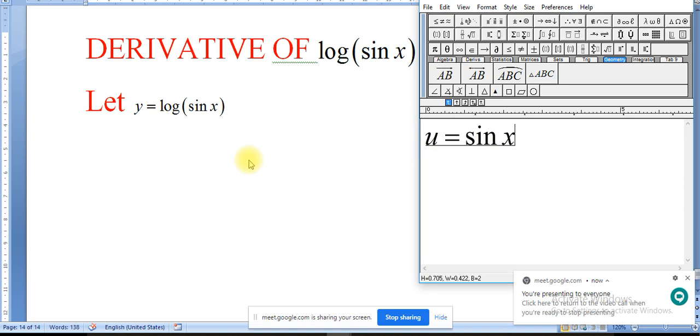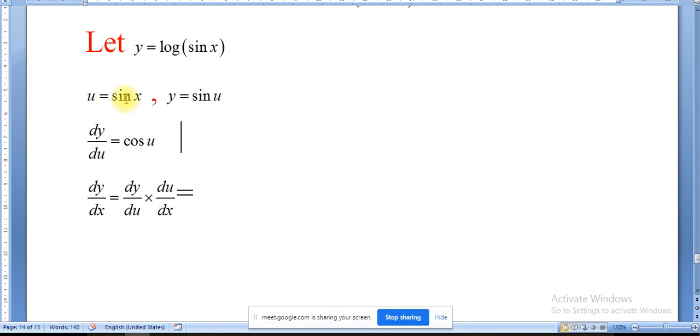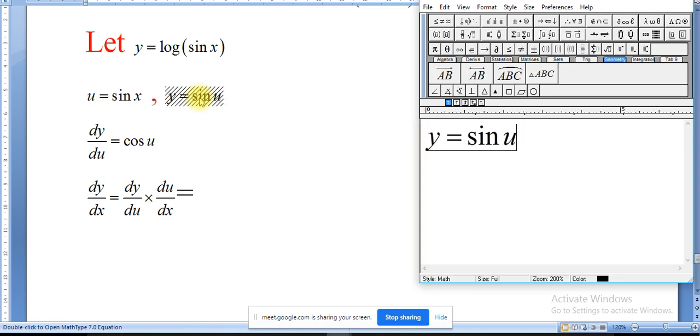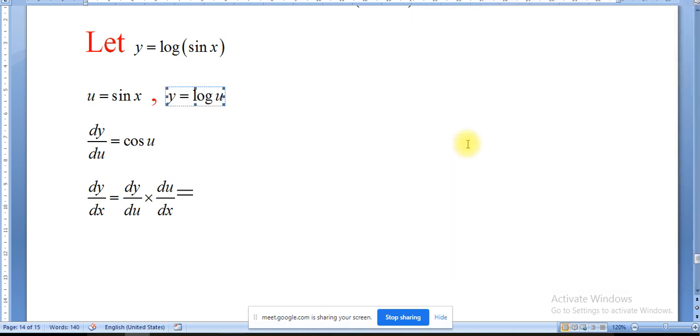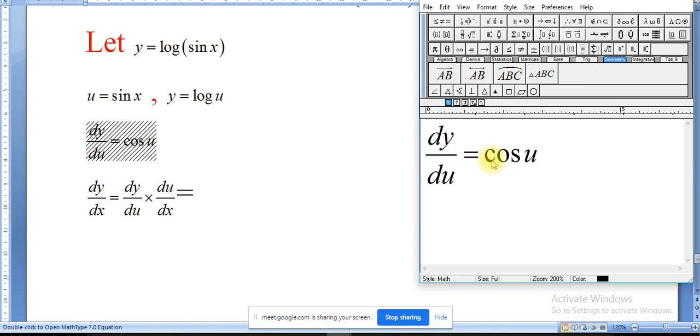When u is equal to sin x, y should be equal to log of u, and dy by du will become 1 upon u.